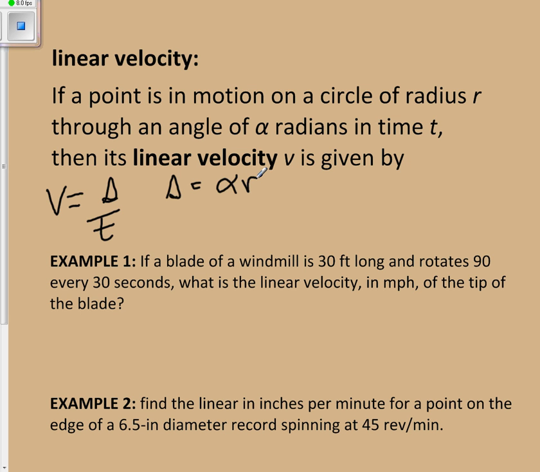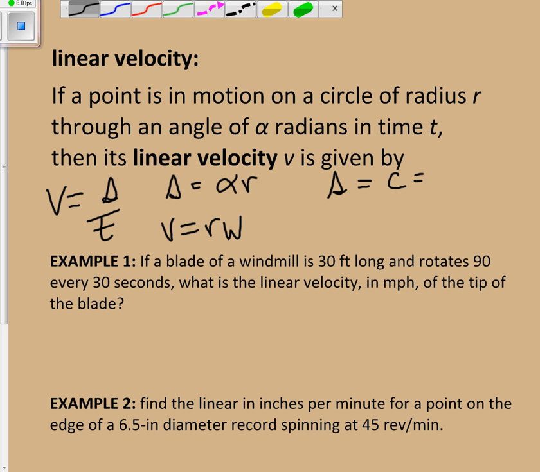Another way we can say v, our linear velocity, is equal to the radius of our circle times omega, and that is our angular velocity. Now, if our angle alpha is 2 pi, then our arc length is equal to the circumference of the circle. In other words, it's equal to 2 pi r.